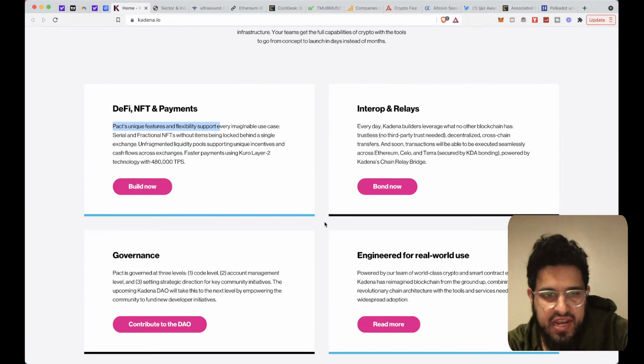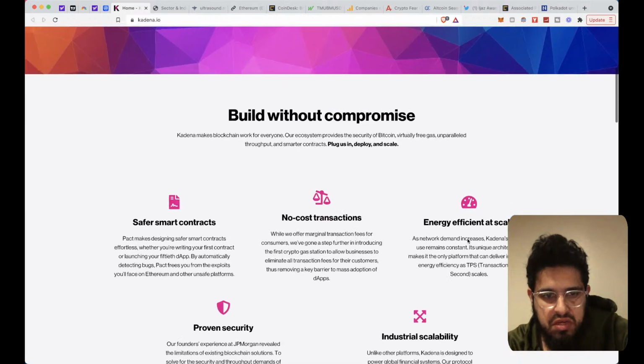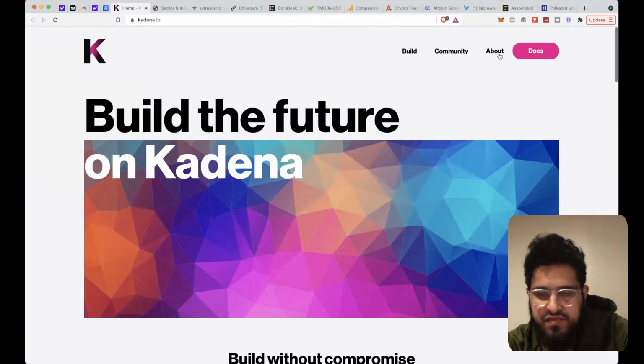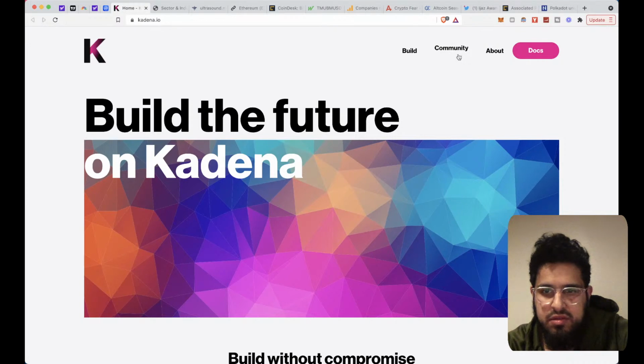Okay, so they've got DeFi, NFTs, and payments built in. Governance is built in. Okay, interesting. Virtually free gas, unparalleled throughput. I like it. I'd have to look into this more. How did you come across this, Andrew? Interesting.